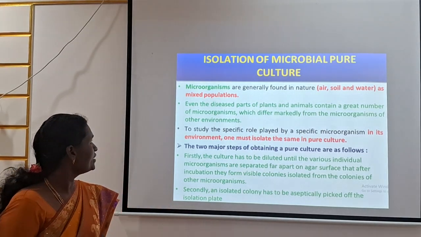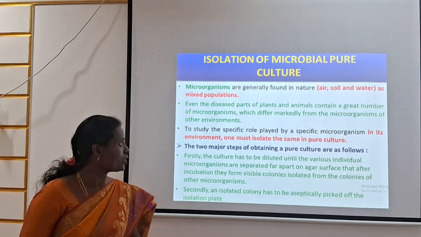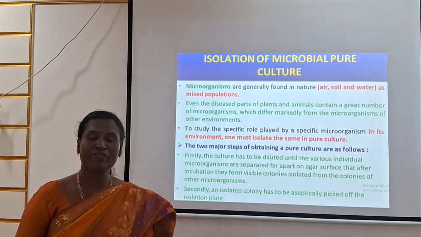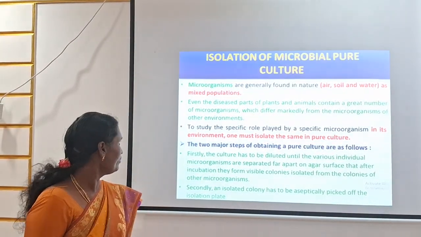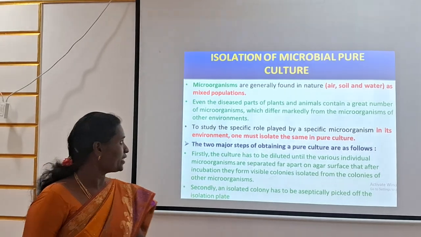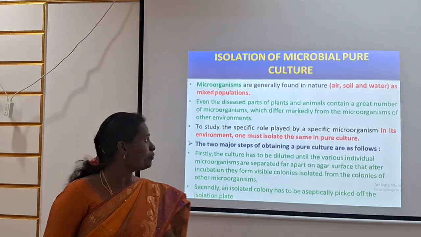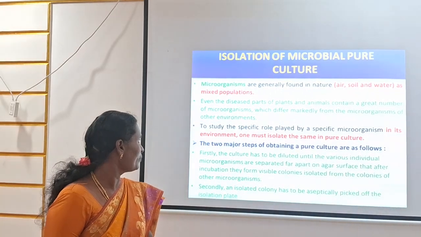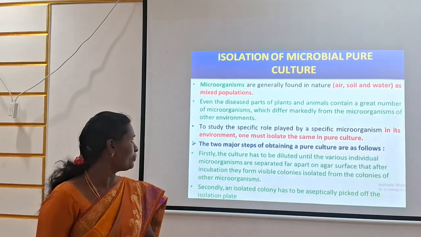The diseased parts of plants and animals contain a great number of microorganisms which differ markedly from the microorganisms of other environments. To study the specific role played by a specific microorganism in its environment, one must isolate it in pure culture.